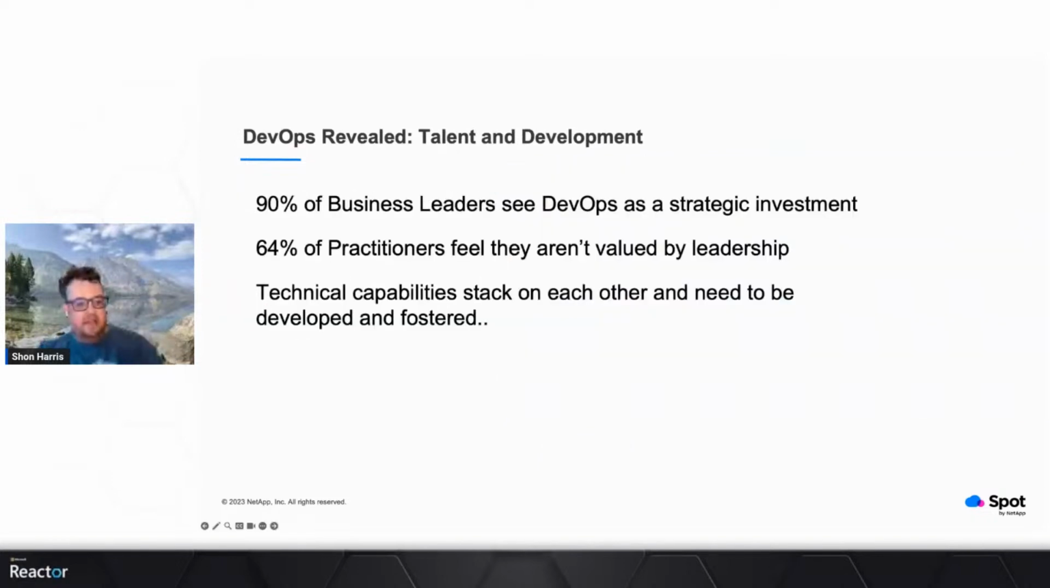90% of business leaders see DevOps as a strategic investment, which means 90% of those businesses want to implement it. But 64% of practitioners don't feel that they are valued by leadership. Technical capabilities stack on each other and need to be developed and fostered. So you have to build out that technical talent, that technical capability, and make your practitioners feel like they're part of managing your FinOps practice.